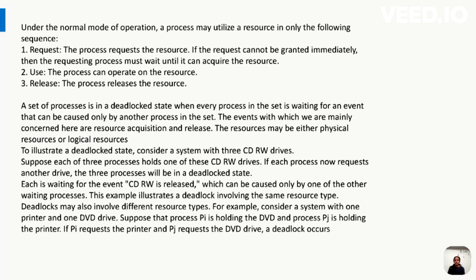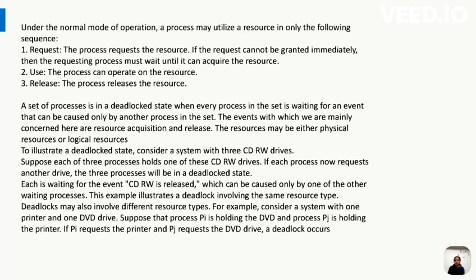To illustrate a deadlock state, consider a system with three CD-RW drives. Suppose each of three processes holds one of these CD-RW drives. If each process now requests another drive, the three processes will be in the deadlock state. Each is waiting for the event CD-RW is released, which can be caused only by one of the other waiting processes. This example illustrates a deadlock involving the same resource type.